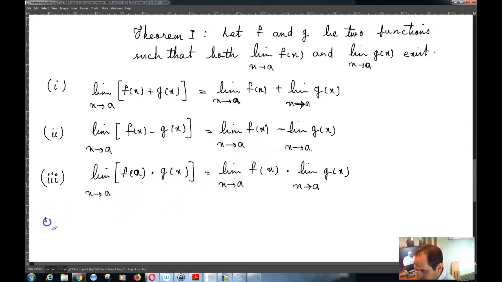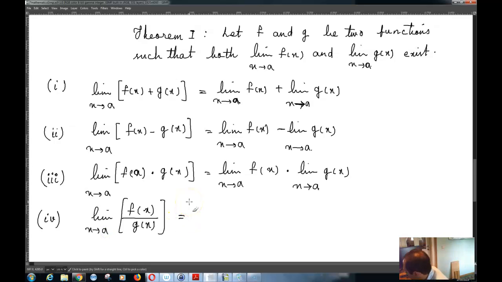And then number four, you can say that the limit of the quotient of the two functions, f of x by g of x as x tends to a, is the quotient of the limits of the two functions.